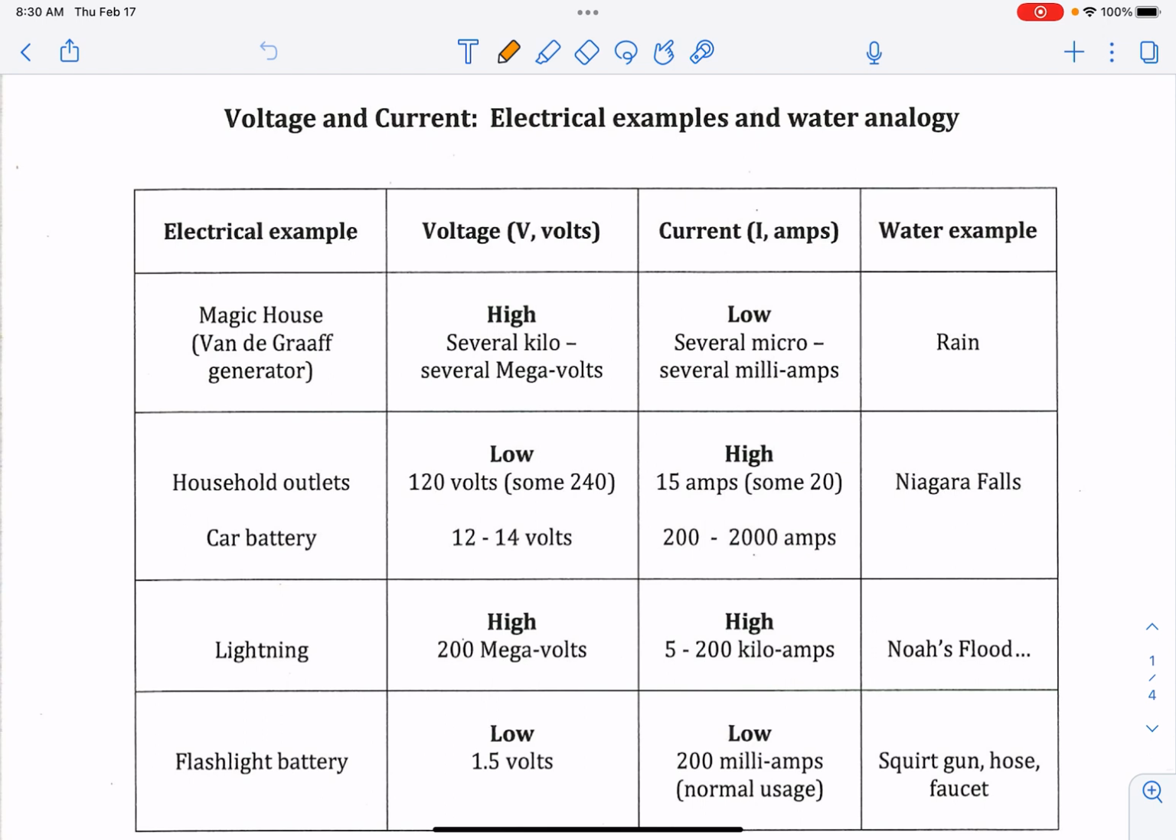charge up your cell phone or something like that could be very, very low voltage. A AA, a AAA, a D cell, a C cell battery would only be 1.5 volts typically, which would be a function of the metal and the chemicals that are used to make it, if you remember your electrochemistry. And it would also be very low current as well, in the milliamp range. And so my analogy for that with water would be a squirt gun or hose or faucet.